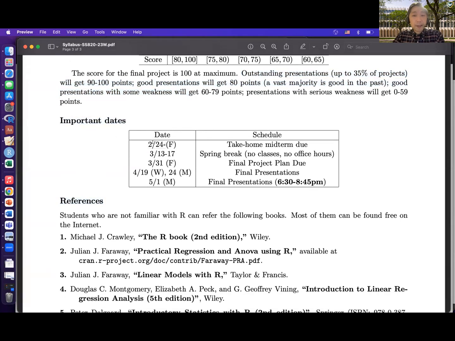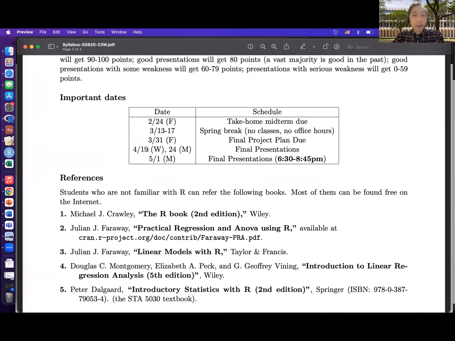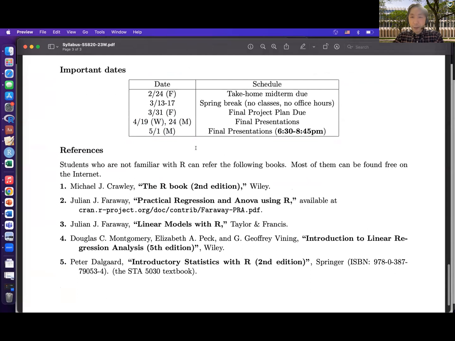And important dates: the take-home midterm exam is due February 24th, so I will give the exam 1 week before. Then the final project plan is due, and the final presentations are on the last day. Just make sure that you are available from 6:30 to 8:45. Hopefully we will finish earlier, but it depends on how many students are in the class.